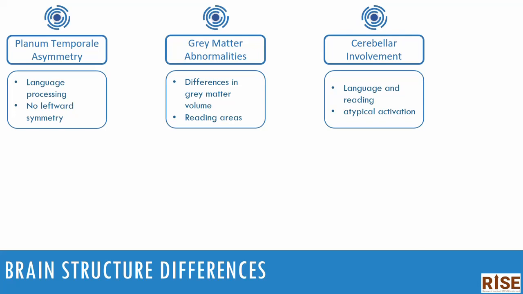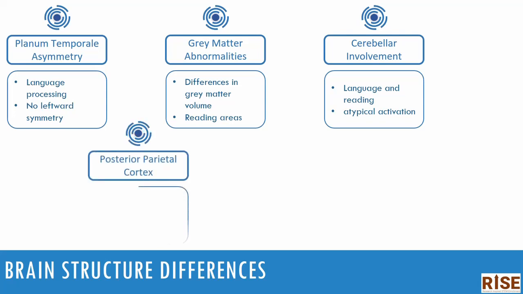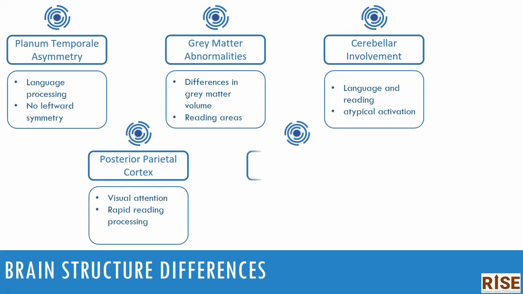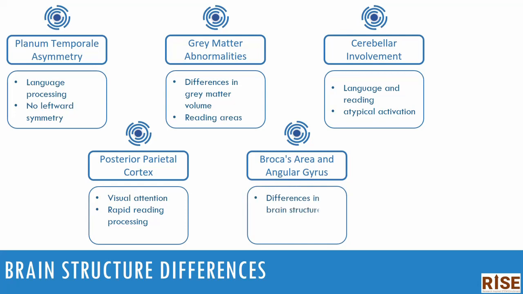Posterior parietal cortex. The posterior parietal cortex, which is involved in attention and visual processing, also shows differences in individuals with dyslexia. These differences may impact visual attention and the ability to rapidly process visual information during reading. Broca's area and angular gyrus. Differences in the left inferior frontal gyrus, commonly known as Broca's area, and the left angular gyrus have been observed in individuals with dyslexia. These areas are crucial for language and phonological processing.